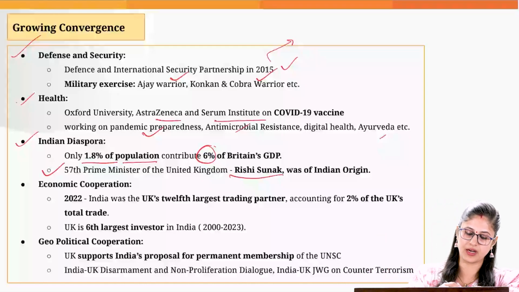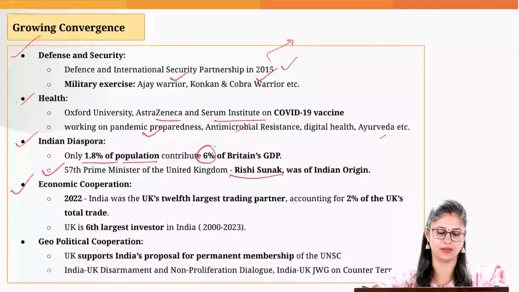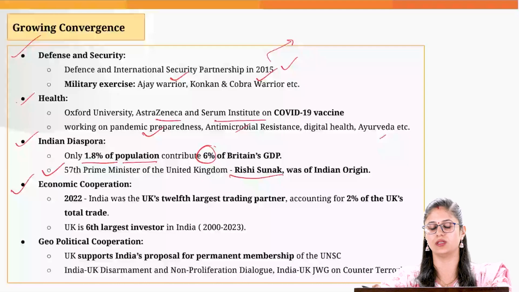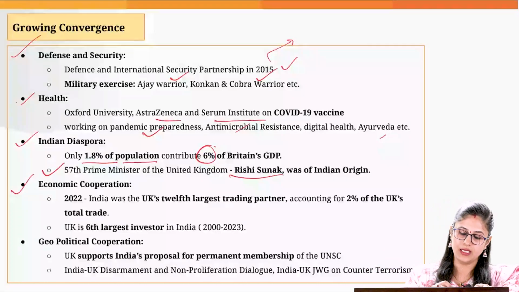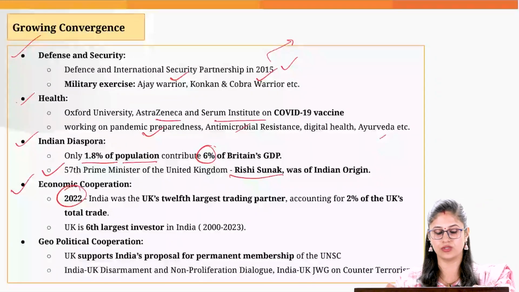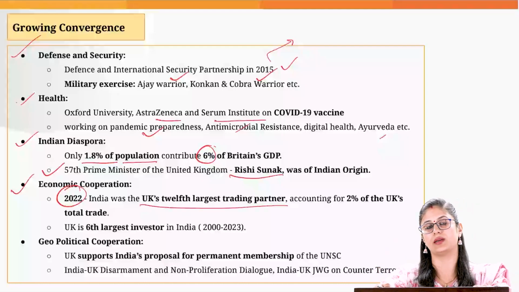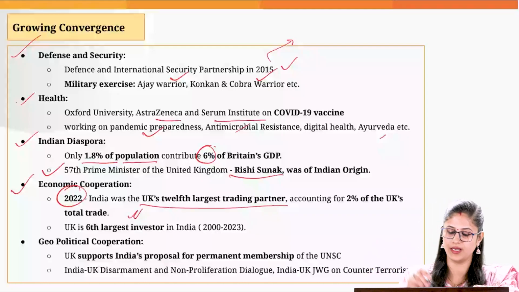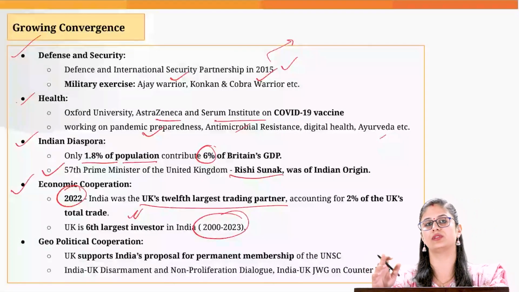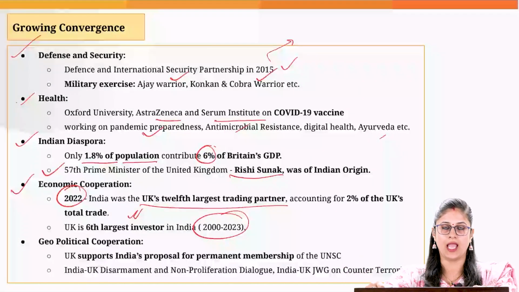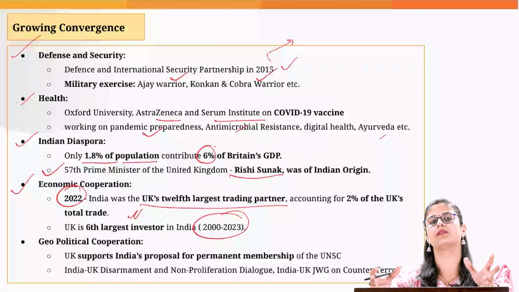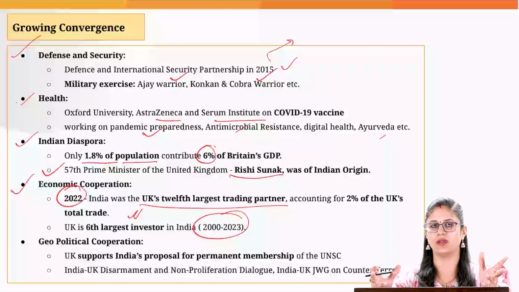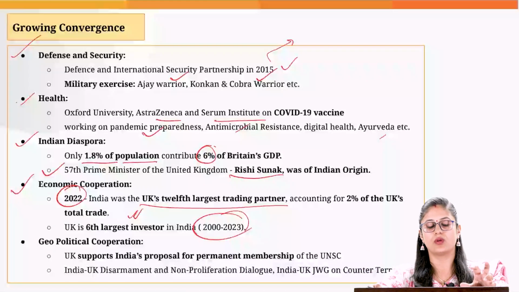Then on the economic front, we have already discussed the free trade agreement that has recently been signed between the two countries. Previously, in 2022, India was UK's 12th largest trading partner, and UK is the 6th largest investor in India throughout the time period 2000 to 2023. And this free trade agreement is further going to give a boost to trade and investment between the two countries. Now, we are also witnessing geopolitical cooperation between the two countries.